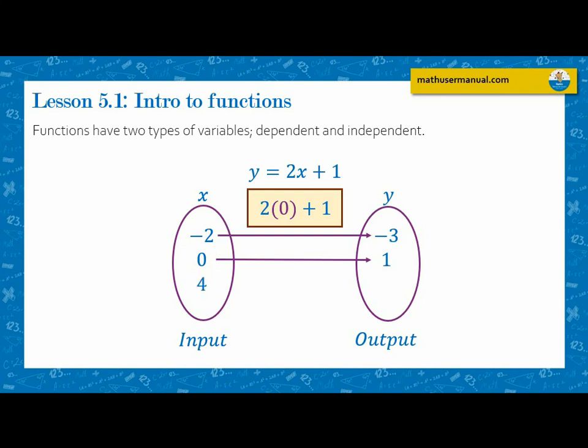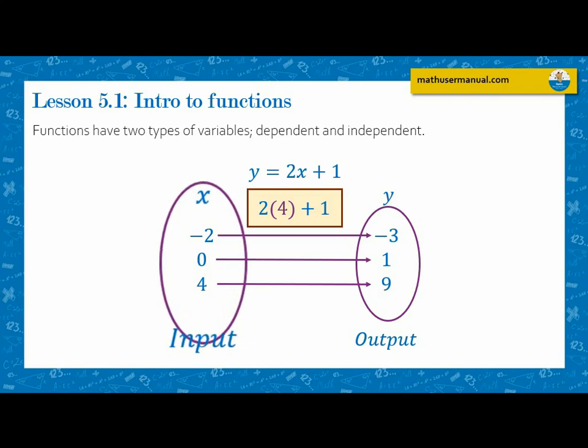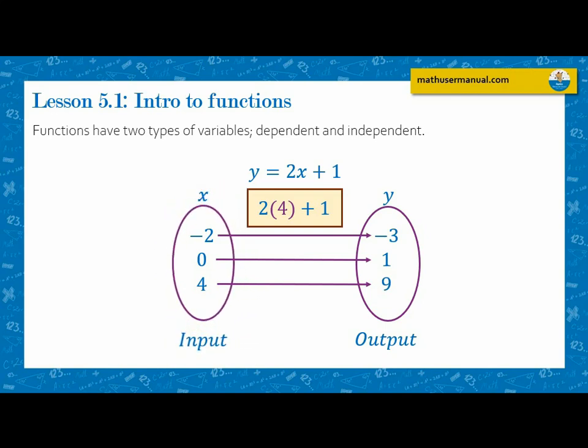And finally, let's do one more, an input of 4. So we're going to replace the x for a 4 into our equation, or plug in the 4 into our equation. So 2 times 4 plus 1. 2 times 4 is 8, plus 1 equals 9. Now that we have this set of numbers and we find this relationship, what we can see is that as we change the input, as we try different numbers in the input, the output is also changing. So depending on the input, we get an output.